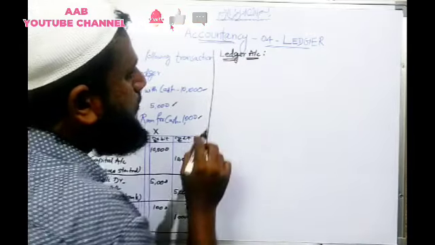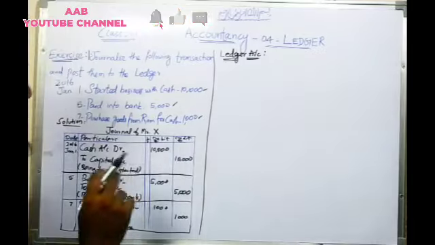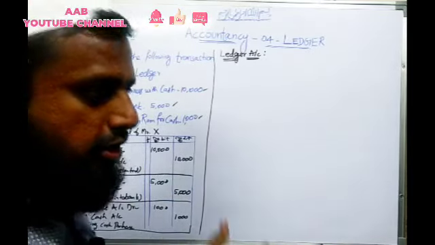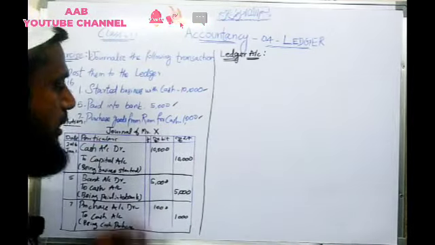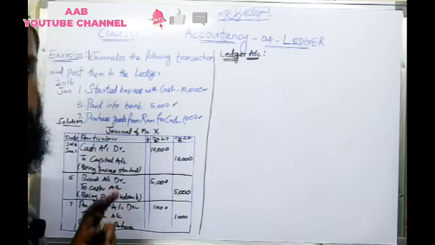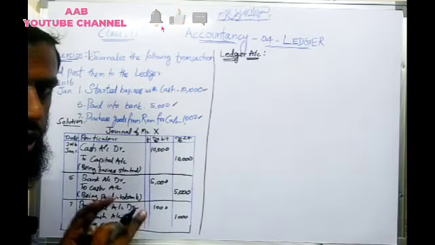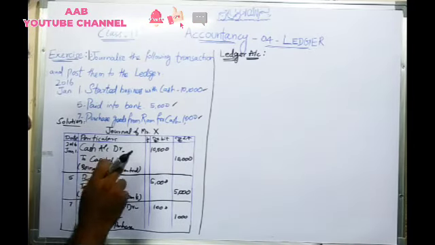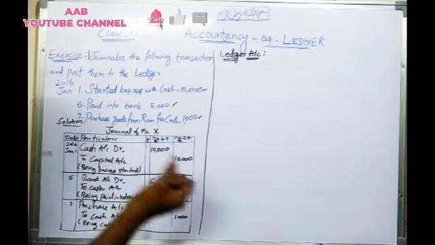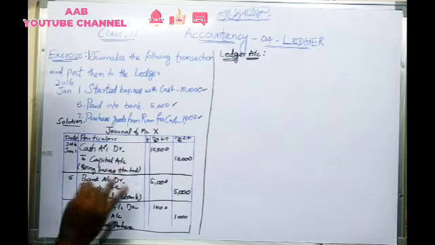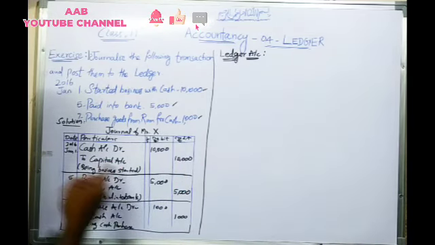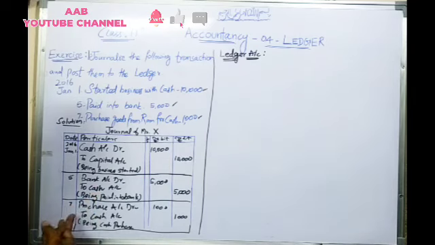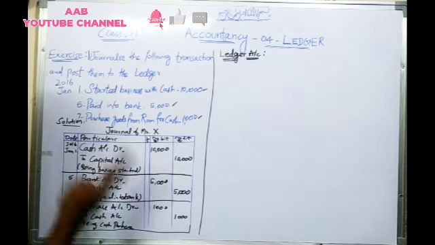So how to? So what is a ledger account? A ledger account is nothing but an individual account that will be opened. A separate account for each item: cash account, capital account, bank account, and purchase account. Cash we have already opened.